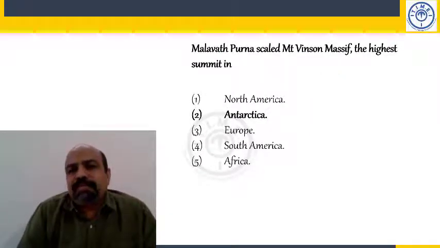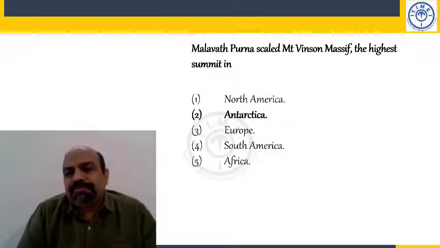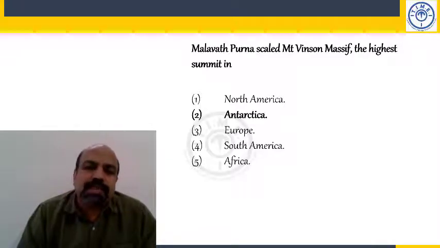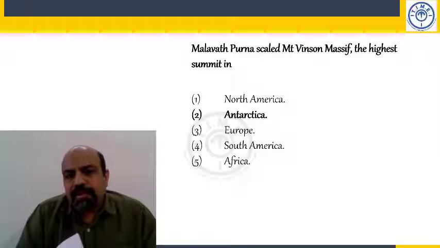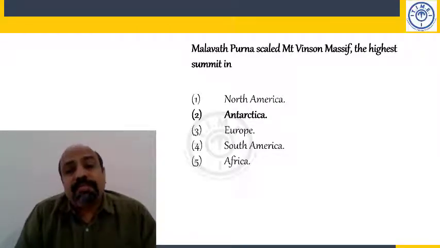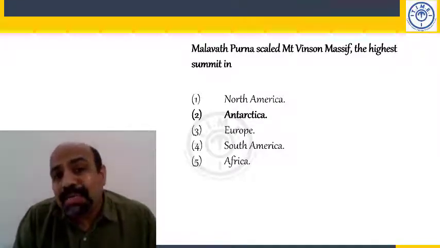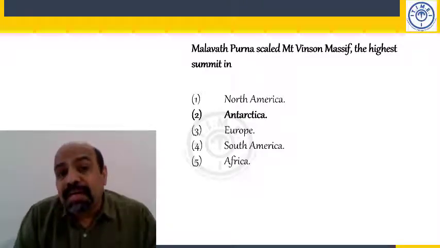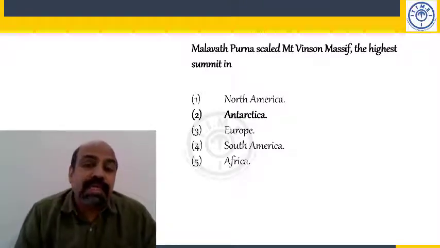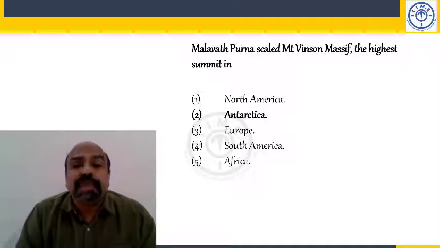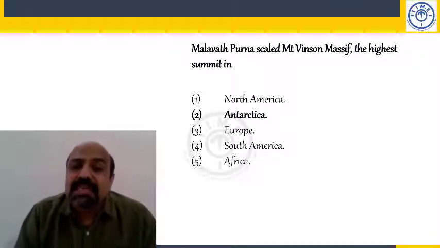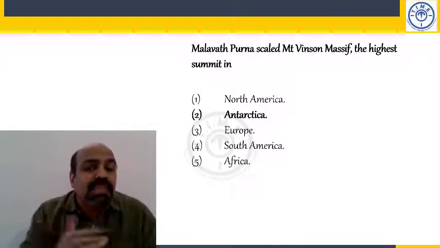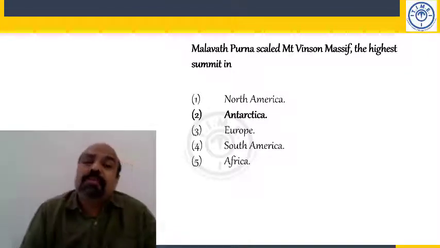Malavat Purna scaled Mount Vinson Massif, the highest summit in Antarctica. This Malavat Purna is the youngest girl to scale Mount Everest. Can you believe that? She was a little over 13 years old. Before her 14th birthday, she scaled Mount Everest.